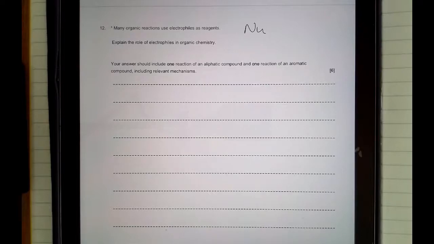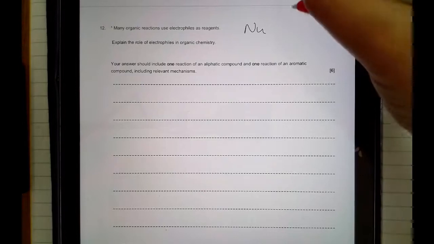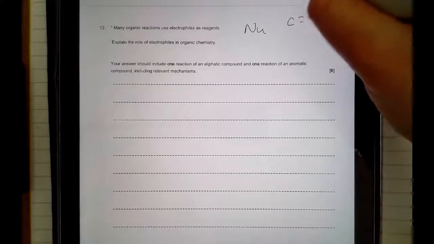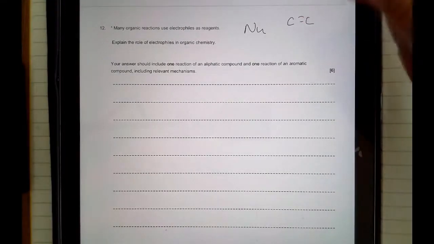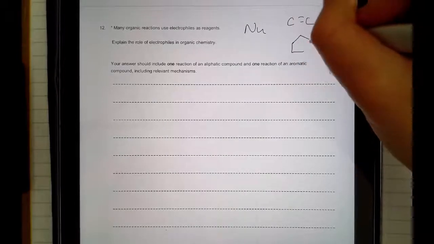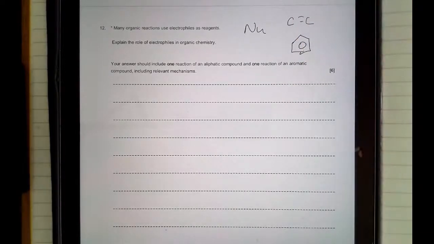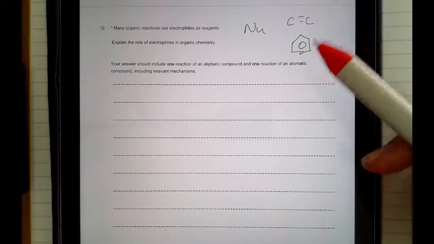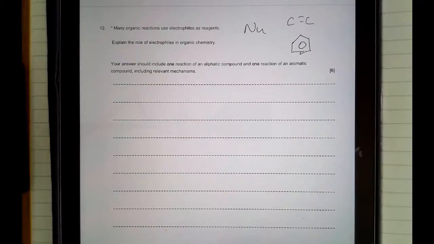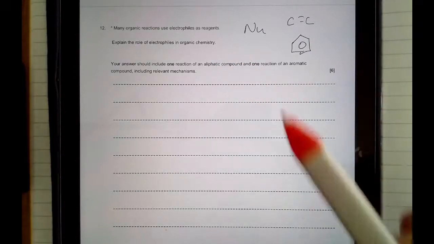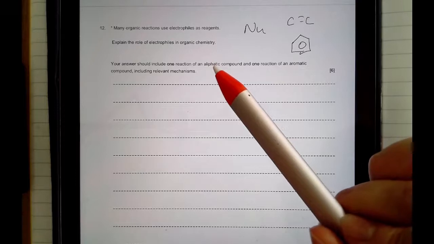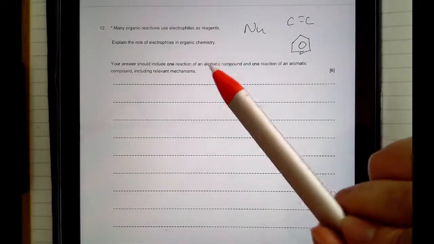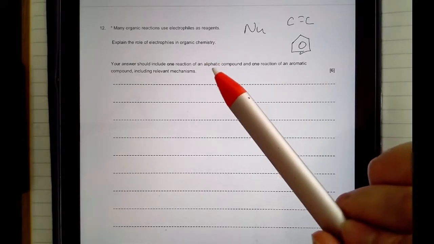And there's only 2 functional groups that we've studied in detail that act as nucleophiles. In chapter 13, we looked at alkenes. They are nucleophiles. And now in chapter 25, we're looking at benzene, which also acts as a nucleophile. So they're the 2 functional groups that we've studied that are nucleophiles and hence react with electrophiles. It also fits what they've asked for in the question, an aliphatic compound. So an aliphatic compound is anything that does not contain a benzene ring.